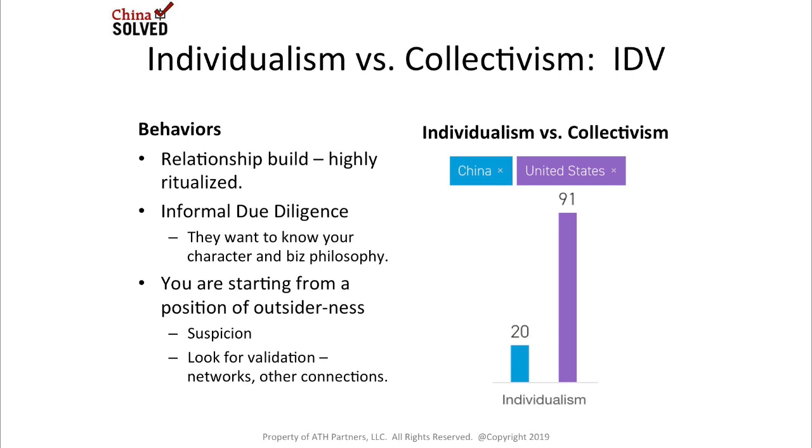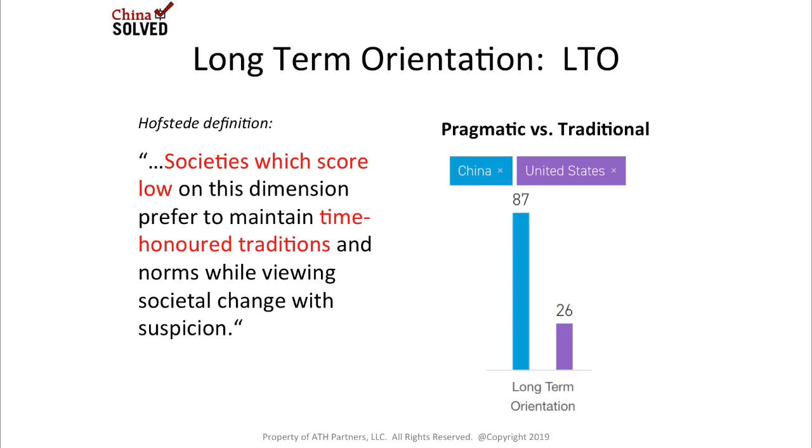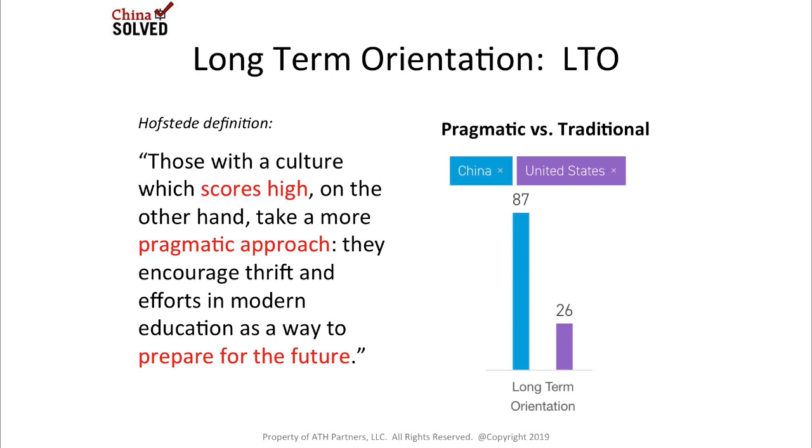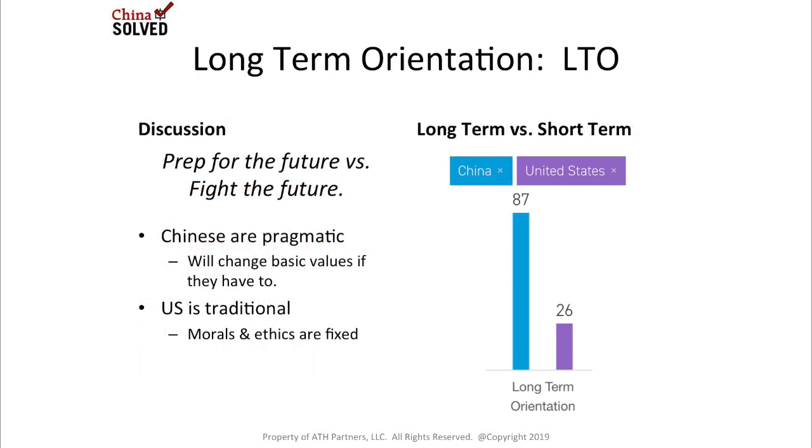And you're starting from a position as the outsider, and you're looking to change that. And the last big influence is LTO, the long-term orientation. So the textbook definition is societies with a low score on this dimension maintain time-honored traditions and norms and view society change with suspicion. People with a high score here, like China, are pragmatic. They encourage thrift and modern education as a way to prepare for the future.